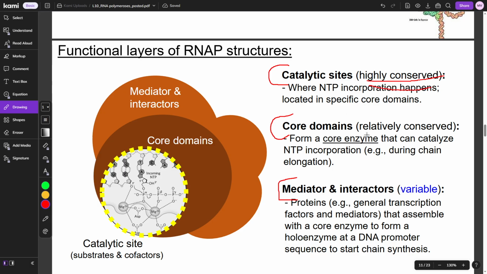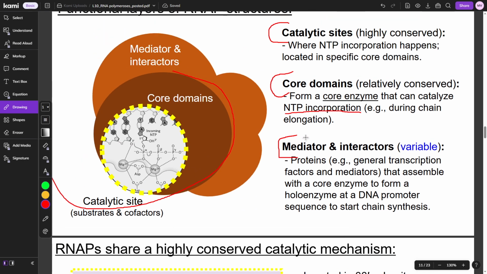The core domain is relatively conserved. It's conserved a decent amount. It's this section out here. It's basically what helps with NTP incorporation during chain elongation. So basically, it takes the NTPs from the cytoplasm, or in eukaryotes' case, from the nucleus, and helps the catalytic site incorporate them. Relatively conserved, but not as conserved as the catalytic site.